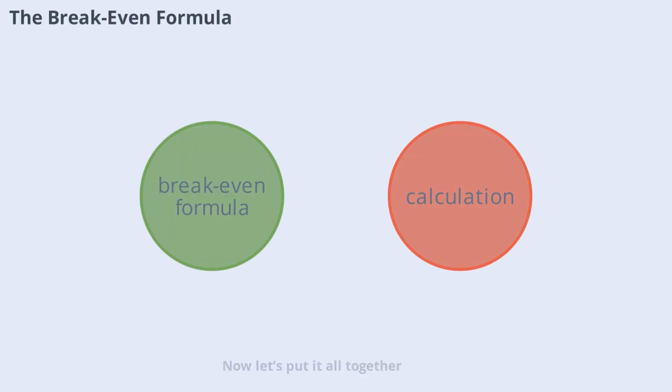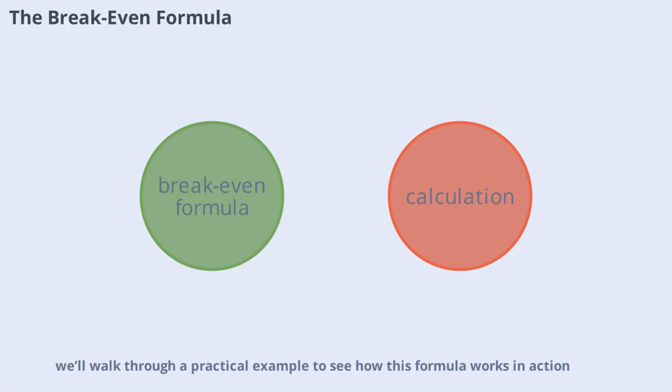Now let's put it all together. The break-even point is calculated using a simple formula: fixed costs divided by sales price per unit minus variable cost per unit. This tells you exactly how many units you need to sell to cover all your costs. It's a straightforward calculation but incredibly powerful for planning and decision-making. In the next scene, we'll walk through a practical example to see how this formula works in action.